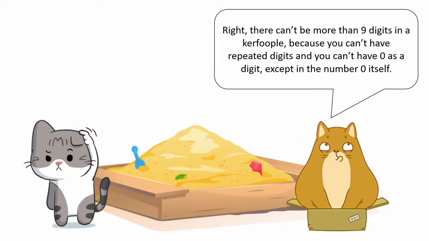So the reason you can't have more than 9 digits in a Curfupal is because you can't have repeated digits, right? If they're repeated, then that breaks the definition of each digit being strictly less than the one on its right. And you also can't have 0 as a digit. If you think about that for a while, I hope you'll realize why that's true. You can't have 0, except for 0 itself. That is a Curfupal. But any other number cannot have 0 in there because 0 would have to go in the far left position in order to be less than the other digits. But we don't write numbers with 0 in the far left position. Well, we don't write integers like that anyway, except for 0 itself.